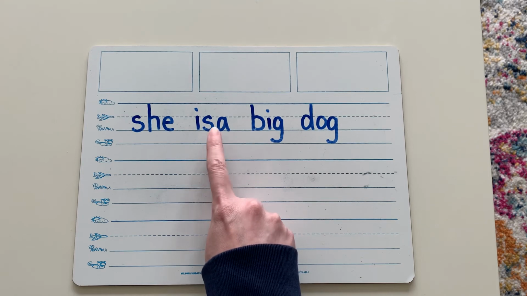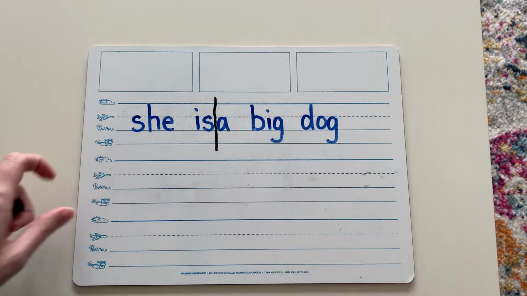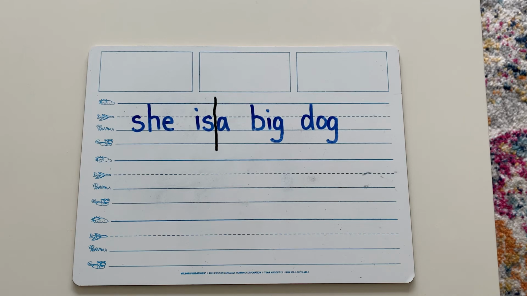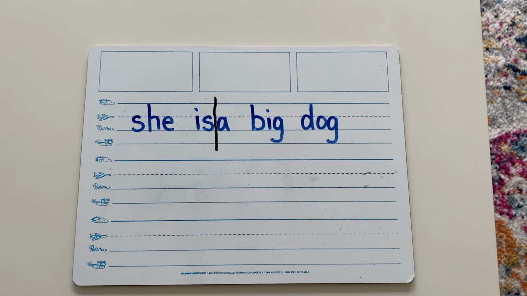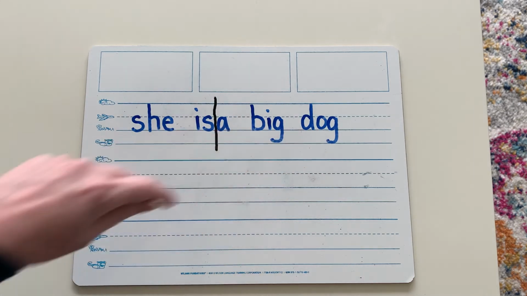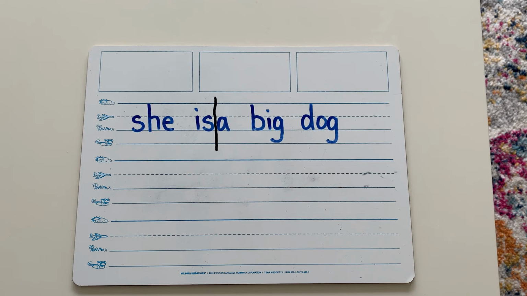First thing we got to fix here, friends. I'm going to go through. I'm going to put a line again. Got to put a space between those words. Otherwise, it looks like she is a big dog. She is a big dog. We definitely got to put a space in between those words. What else will we need to do?